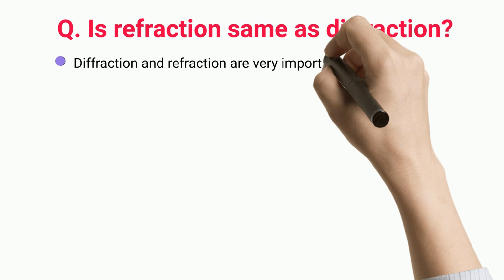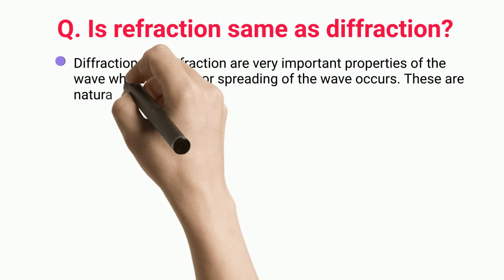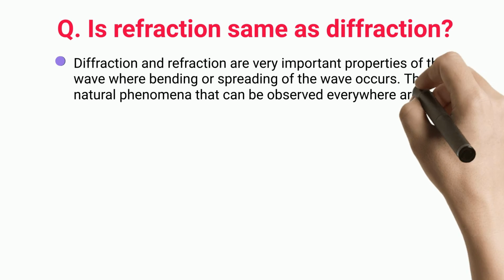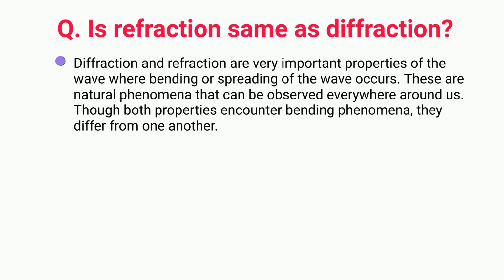Diffraction and refraction are very important properties of the wave where bending or spreading of the wave occurs. These are natural phenomena that can be observed everywhere around us. Though both properties encounter bending phenomena, they differ from one another.